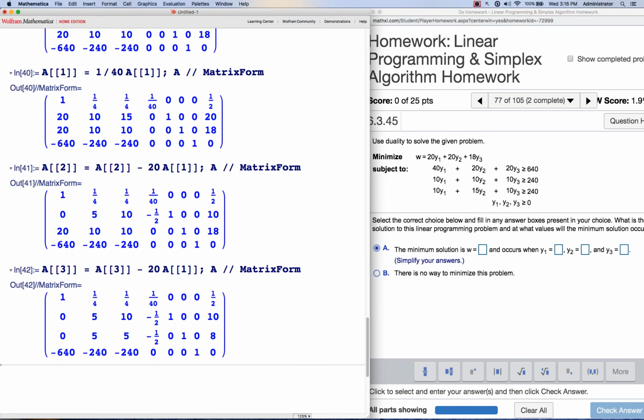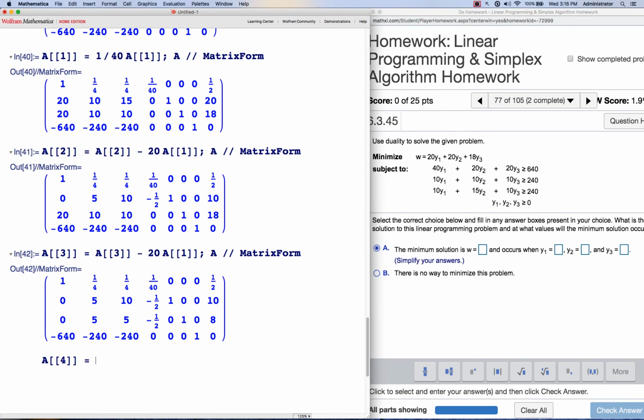And then the new fourth row is equal to the old fourth row plus 640 times the first row.